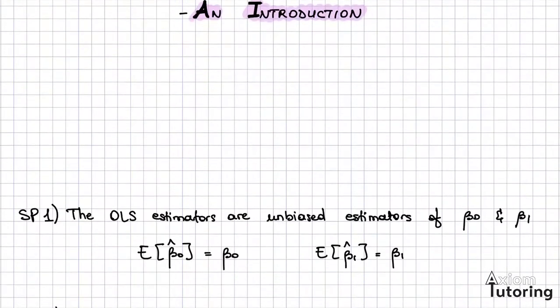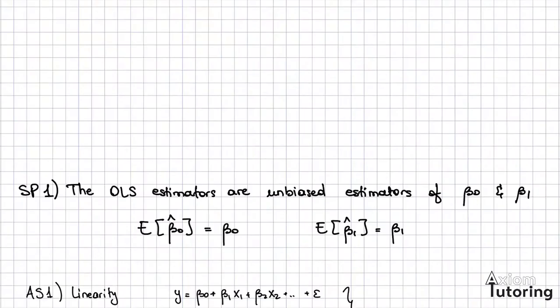We will finally be talking about the first statistical property, the unbiased property. The OLS estimators are unbiased estimators of beta null and beta 1, and the mathematical presentation is this expectation expression that we have seen in the previous videos.